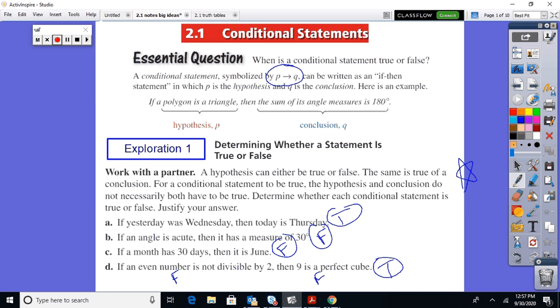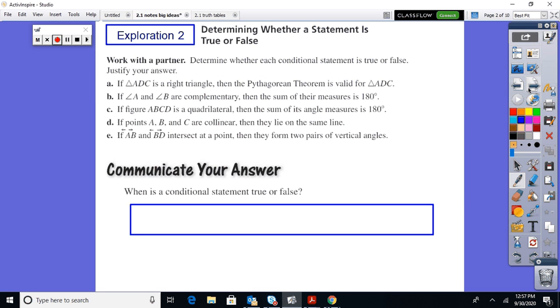Even though both of the things inside of it are false, it's kind of like this: if the hypothesis is false, it throws the whole thing off and anything can be true. So true is how you'd actually have to answer that one as a conditional statement. All right, pause the video for exploration 2 and see what you got. All right, welcome back. Work with a partner, determine whether each conditional statement is true or false.